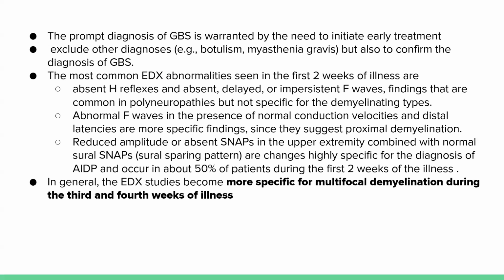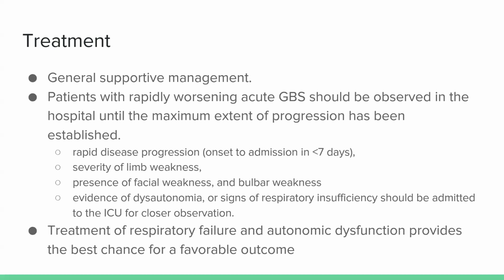We use electrodiagnostic modalities to exclude other causes, such as botulism, myasthenia gravis, etc. They're not awfully specific, especially in the first 2 weeks of illness, but they can have some non-specific findings which may help us, which is why we should do serial electrodiagnostic tests if possible. The tests become more specific for axonal or demyelinating features after 2 weeks, unfortunately. So we have to keep that in mind.